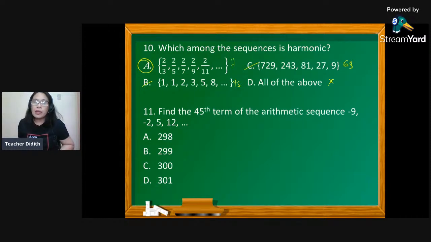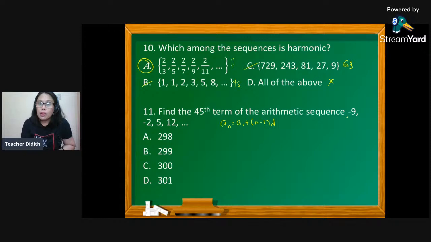Okay, for number 11, find the 45th term of the arithmetic sequence, negative 9, negative 2, 5, 12. Okay, so before we work on the 45th term, let's identify the given. Okay, may mga sagot na sila. It's B daw. So, a sub n is equal to a sub 1 plus quantity n minus 1 times d. This is the general formula for arithmetic sequence.